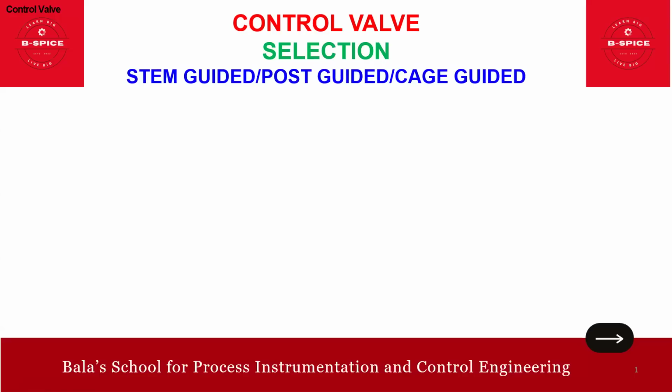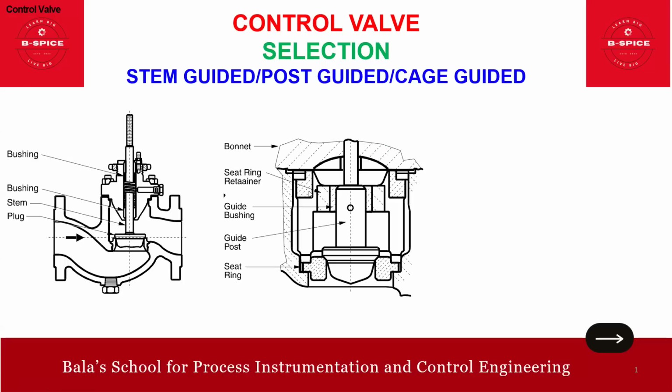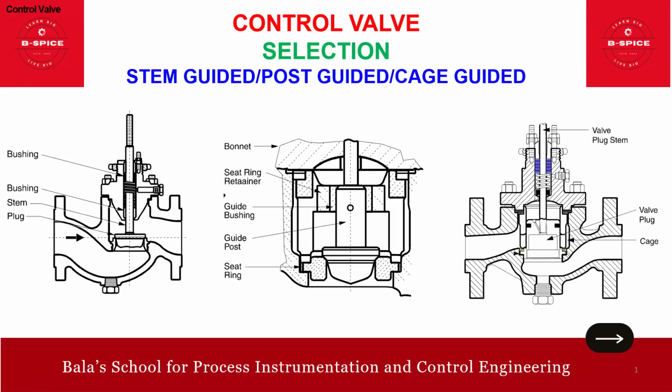Selection, in the sense of the guiding methods like stem guided, post guided, and cage guided. So this is the stem guided. This is the post guided design, and this is the cage guided design. All three types of guiding we are going to focus on. What type of guiding is suitable for what type of application? It's very, very important actually. Of course, you should have come across the terminologies stem guided, post guided, cage guided, but we will dive deep into the concept to understand better.